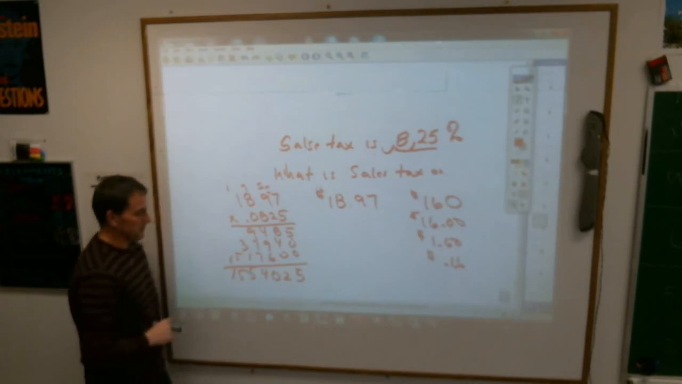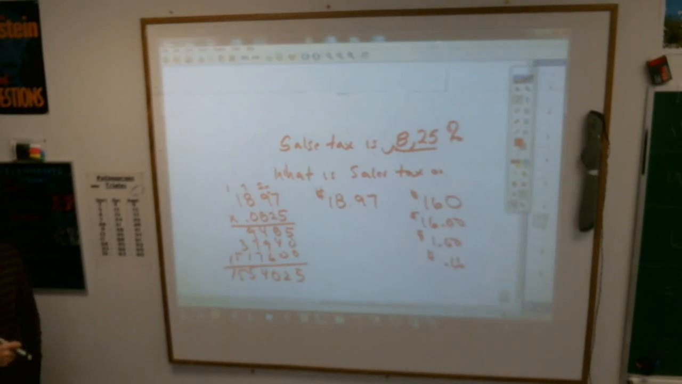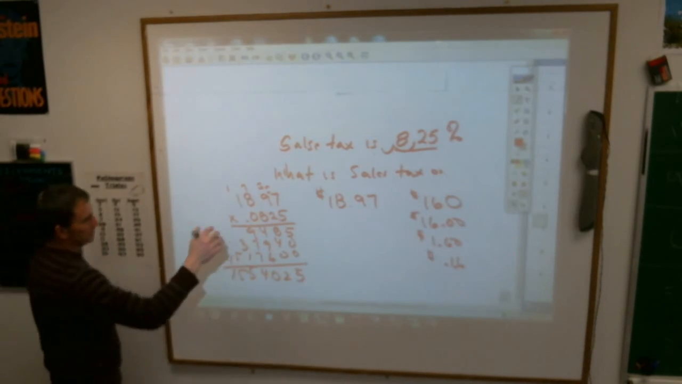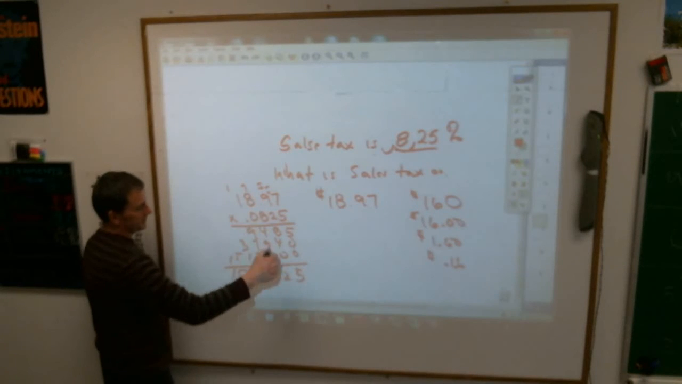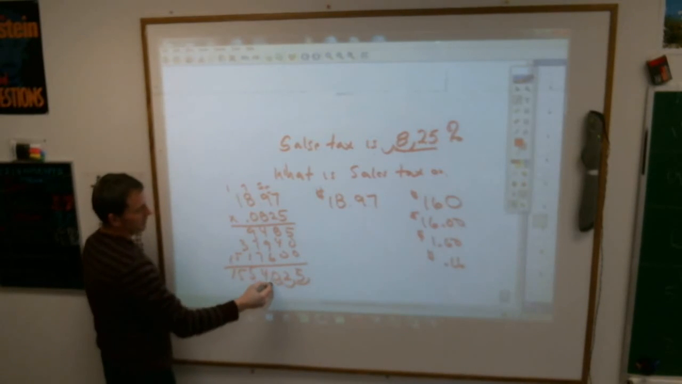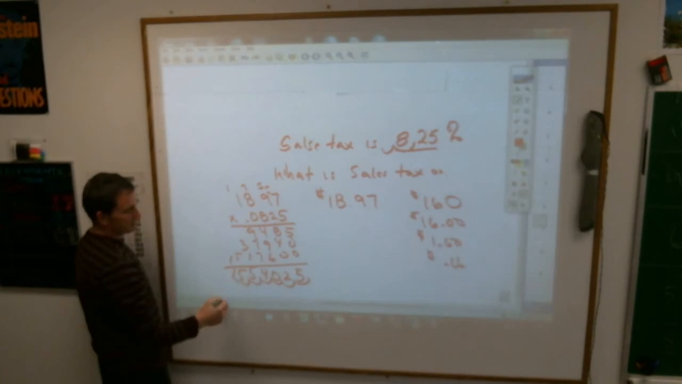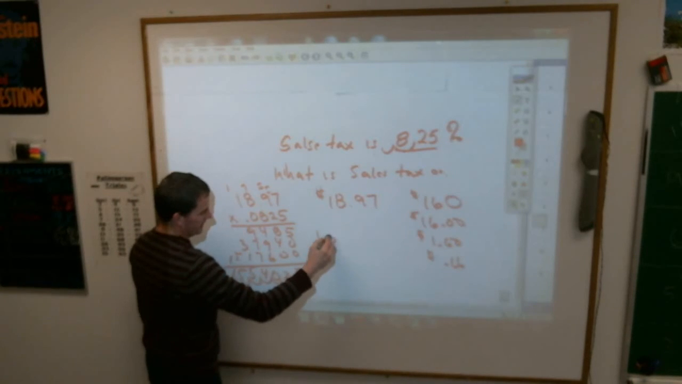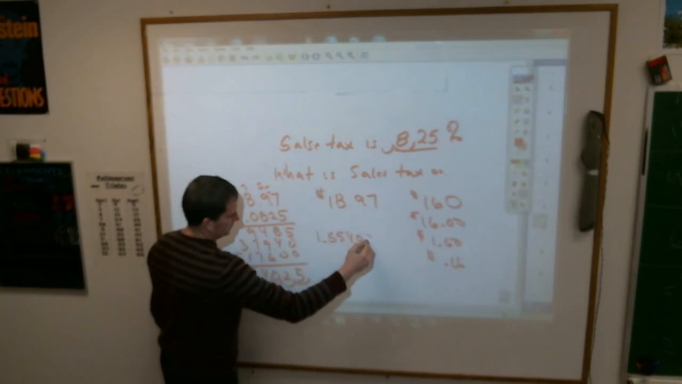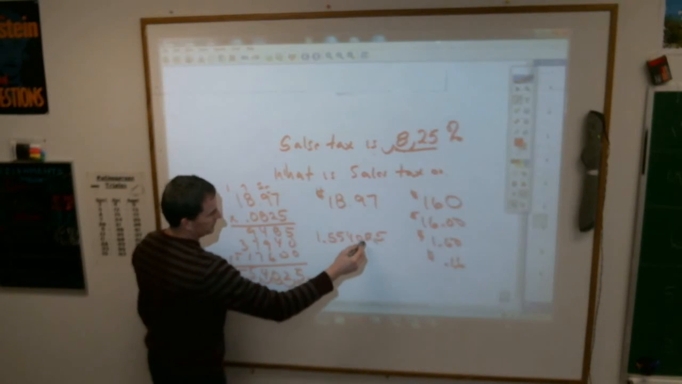You get all those digits there. Where's my decimal go? 1, 2, 3, 4, 5, 6 places. I get 1.55405 cents in tax, whatever.